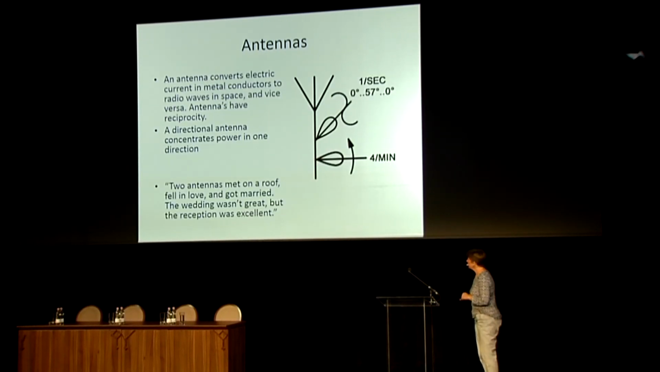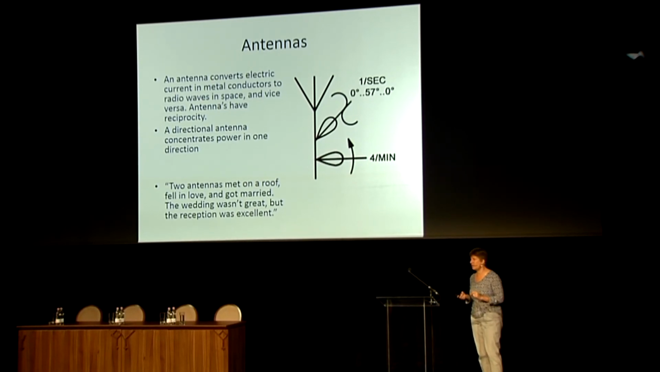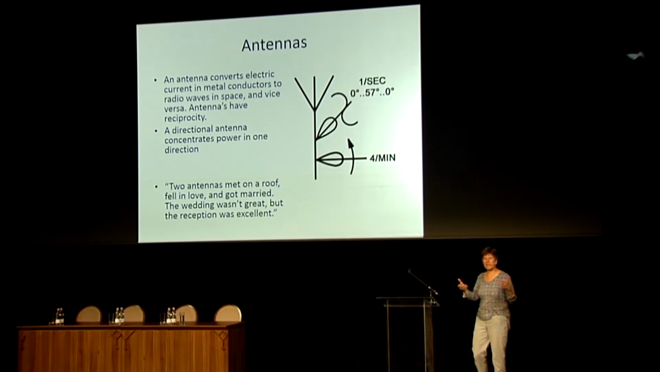So antennas are really, with the exception of one of the papers in this session, fundamental to the work that these authors have done. And in case you don't know, an antenna converts electric current to radio waves, and vice versa. And antennas have this nice property called reciprocity, which is a really nice property in the world. We don't see it often enough. It means they act the same as receivers and as transmitters.